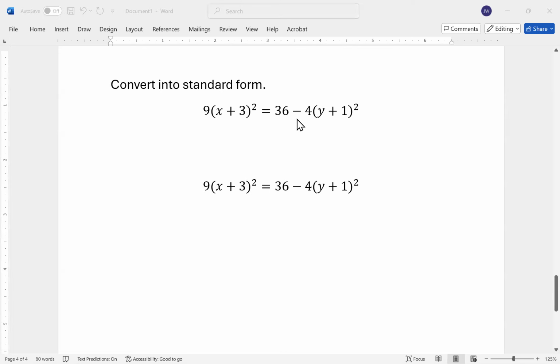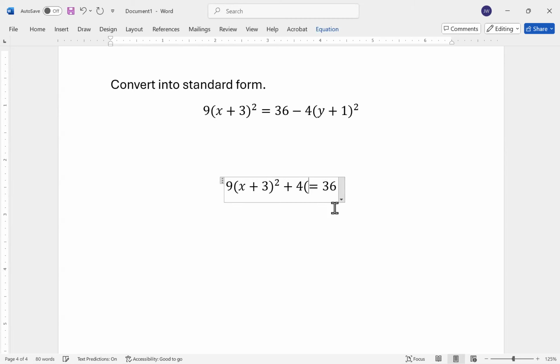In this case, what I'd do is add 4 times the quantity y plus 1 squared to both sides. On the right-hand side, that just leaves me 36. And on the left-hand side, I get 4 times the quantity y plus 1 squared, along with 9 times the quantity x plus 3 squared. So 9 times the quantity x plus 3 squared plus 4 times the quantity y plus 1 squared equals 36.